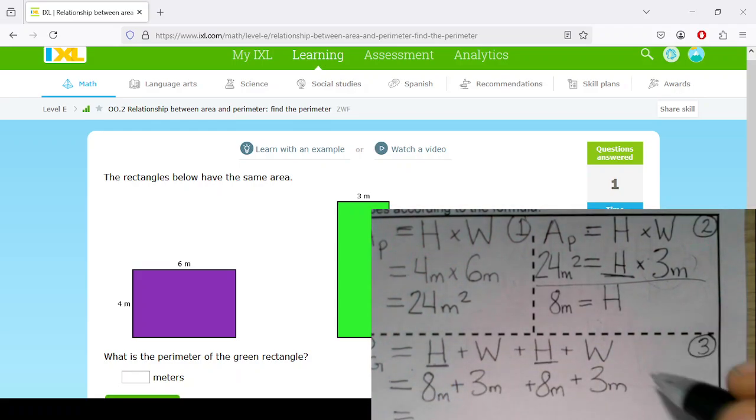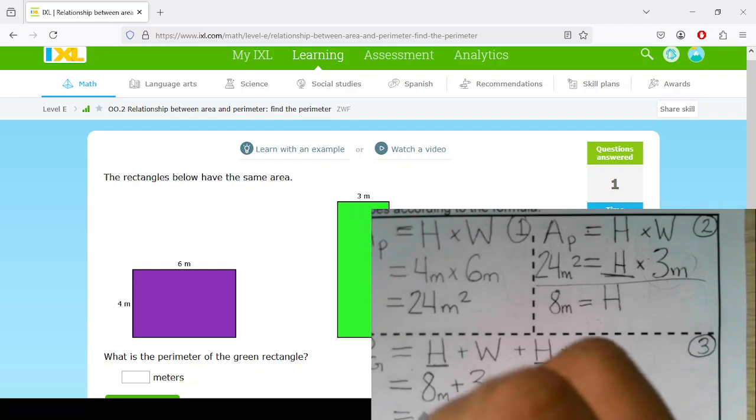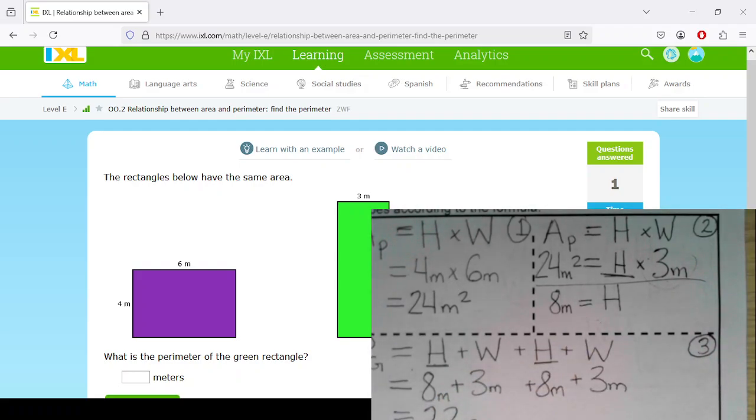And you can add, if you need to do a side calculation, do a side calculation. You can add that however you like. If you do it correctly, you should get 22 meters. 8 plus 3 is 11, so 8 plus 3 is 11. 11 plus 11 is 22. Okay, so if you're not sure where I got that from.